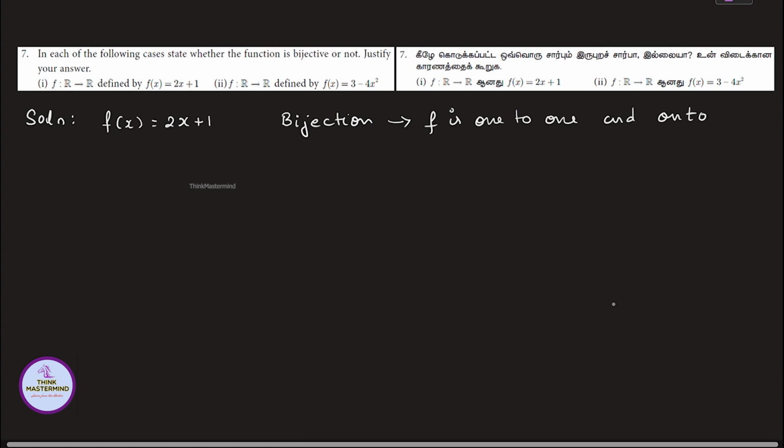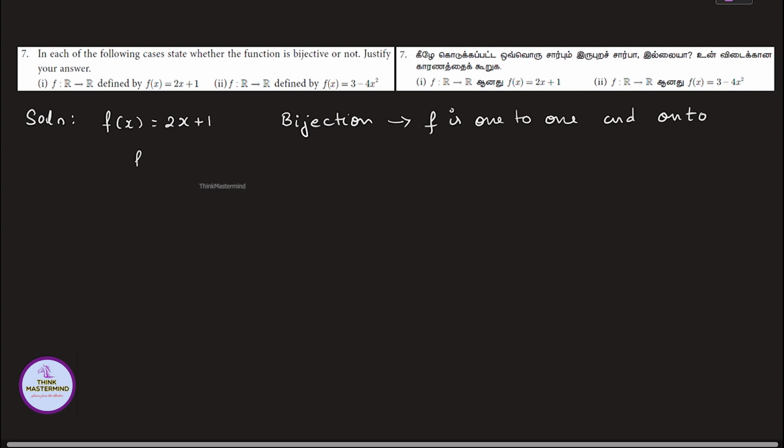So a bijection function is nothing but f is 1 to 1 and onto. Onto means the range is equal to codomain. 1 to 1 means distinct elements in X have distinct images. We have to prove f is 1 to 1.